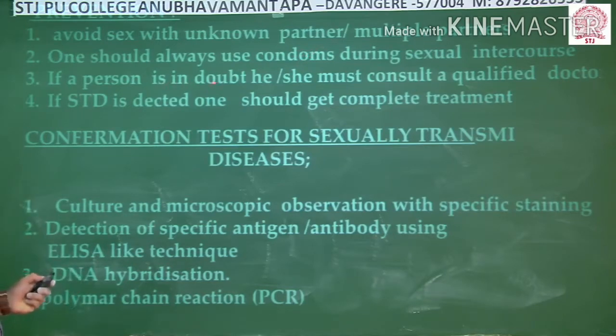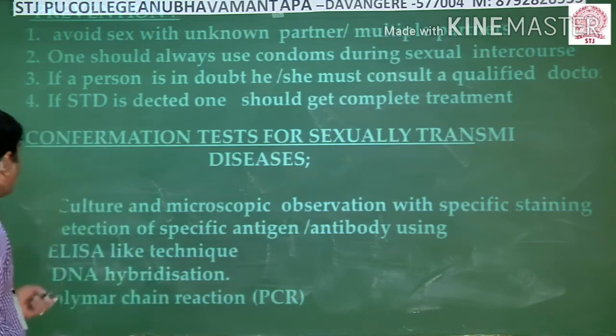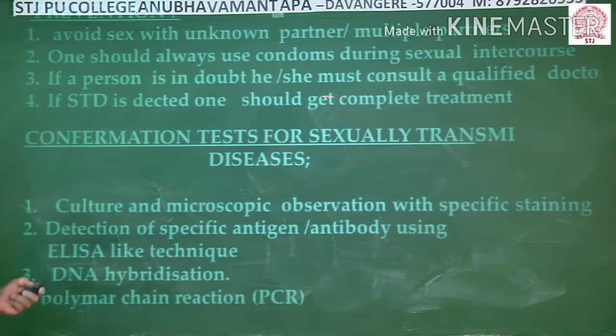Thereafter, if a person gets a doubt that he has got a sexually transmitted disease, he must immediately consult a doctor. Then he should get a complete treatment for his sexually transmitted disease. Once he gets a complete treatment, he may not transmit the disease to someone else. And thereafter, the confirmation test for that.